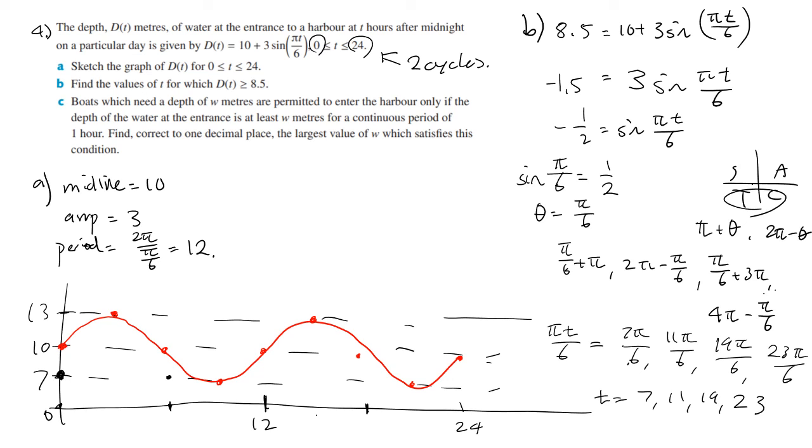Now if you read the question carefully, it says find the values of t for which d(t) is equal or greater than 8.5. So let's use our graph here. So let's say this line here is 8.5.